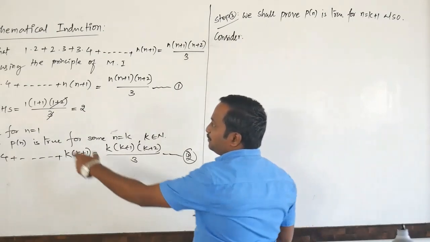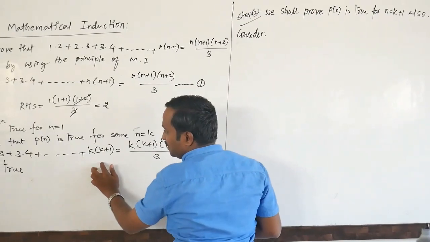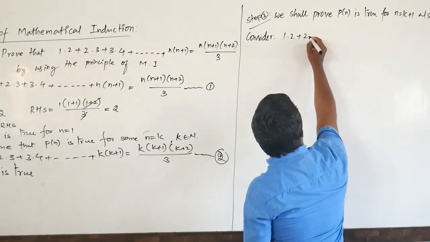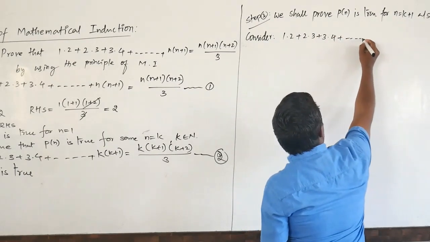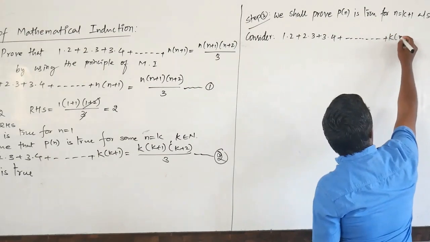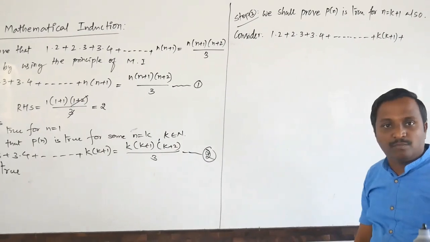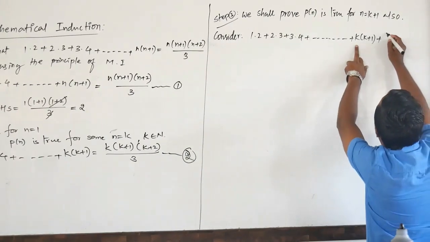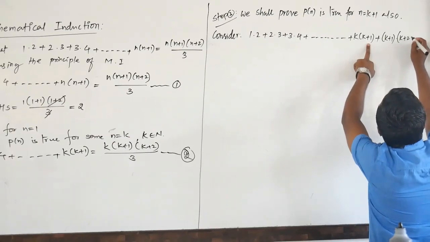So first, just consider this the kth term. Next term: 1 into 2 plus 2 into 3 plus 3 into 4 plus and so on plus k into k plus 1, plus the next term. What happens? We can guess. If we have k, then for k plus 1 the next term is k plus 1 into k plus 2. I hope we will get it.